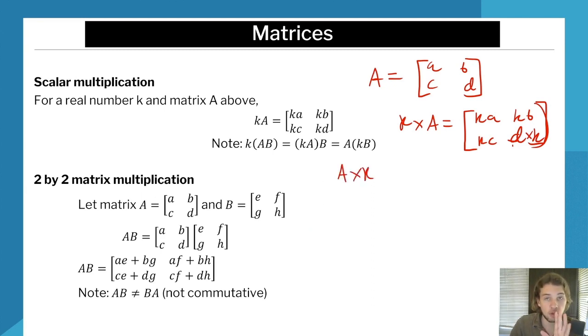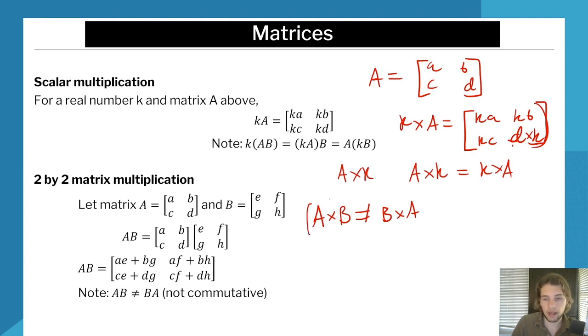Now, this is commutative when you multiply scalars. When you actually multiply two matrices, it's not commutative. We'll go over soon how complicated it can get multiplying two matrices. This does not equal this. If A and B are matrices, A times B does not equal B times A. On the other hand, A times K does equal K times A.